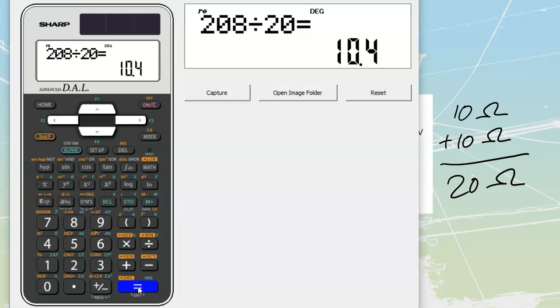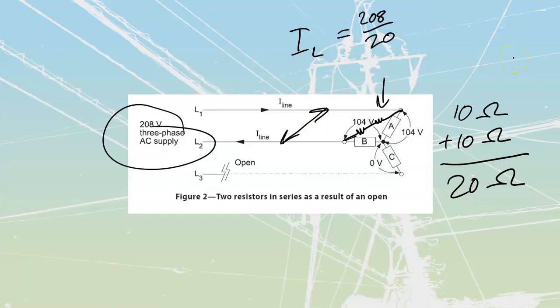Gets us to 10.4 amps. So we have a current traveling through here of 10.4 amps. Is it a three-phase circuit? Absolutely not anymore, because we don't have that third line. So we don't have to use any of the root 3 or the 3 when figuring out our total amount of power. We just have to use our volts and our amps.